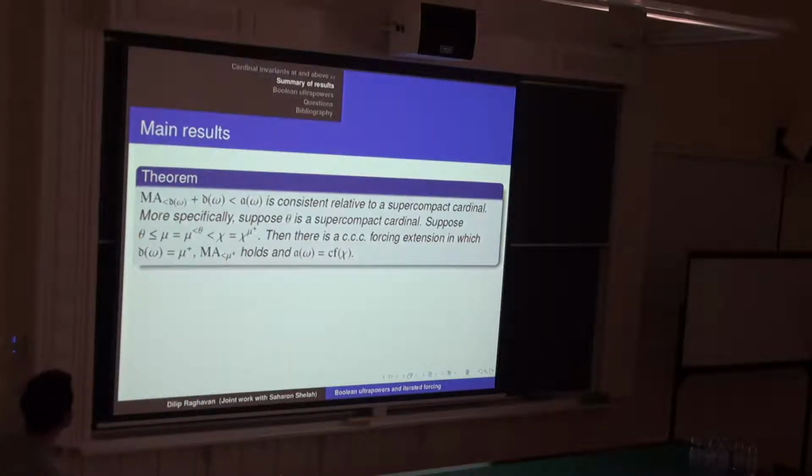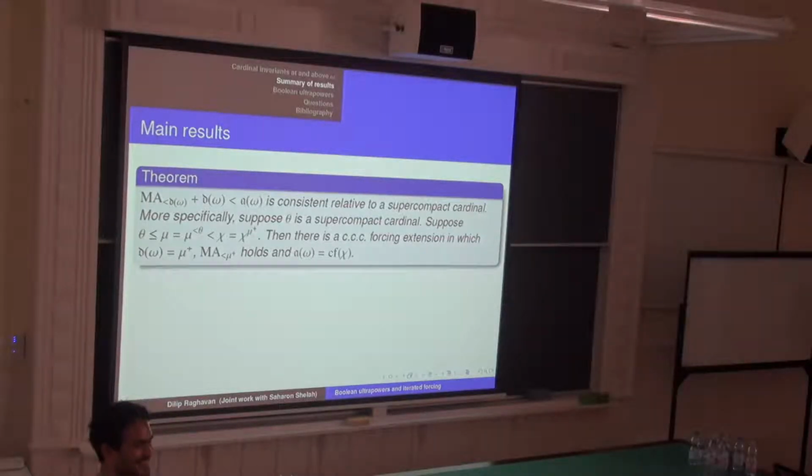Okay. So now we come to the summary of our main results. The first sentence answers the first question that I had in one of the slides before. It is consistent to have MA below D and D less than A. By the way, I should say right at the beginning that all our results are relative to the consistency of a supercompact cardinal. So we need a supercompact cardinal to begin with. It sounds ridiculous, I agree, but this is life.